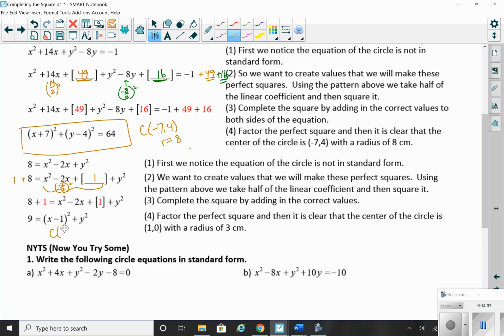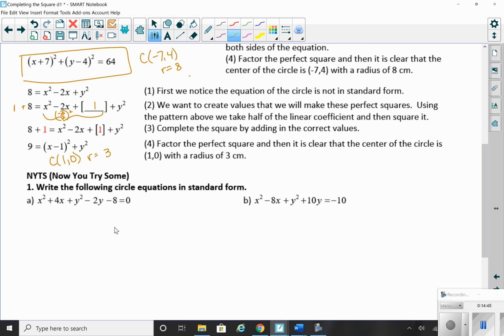So now I can see that my center is at 1, 0, and then my radius is the square root of 9, which is 3. Let's try one down below here.